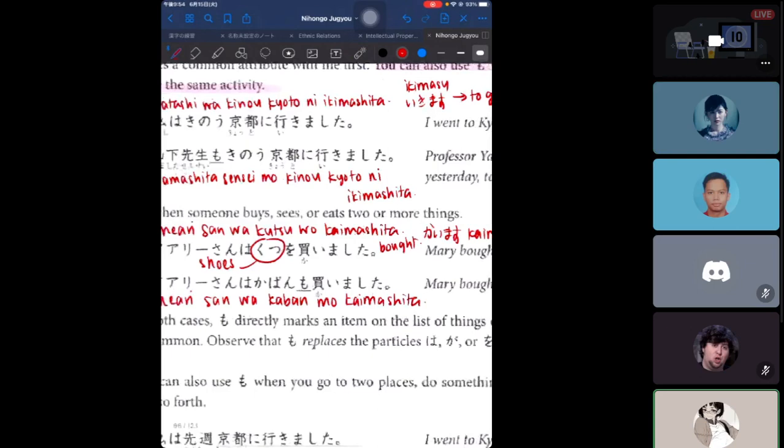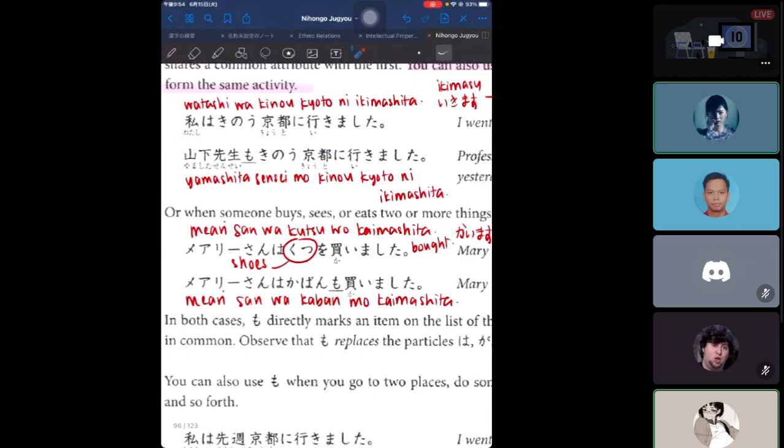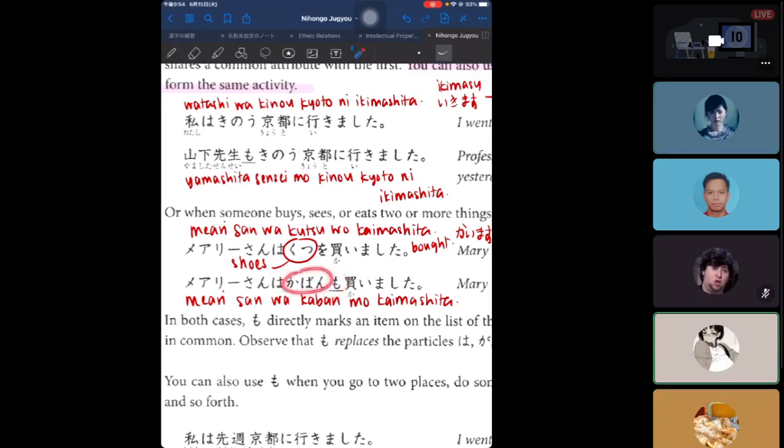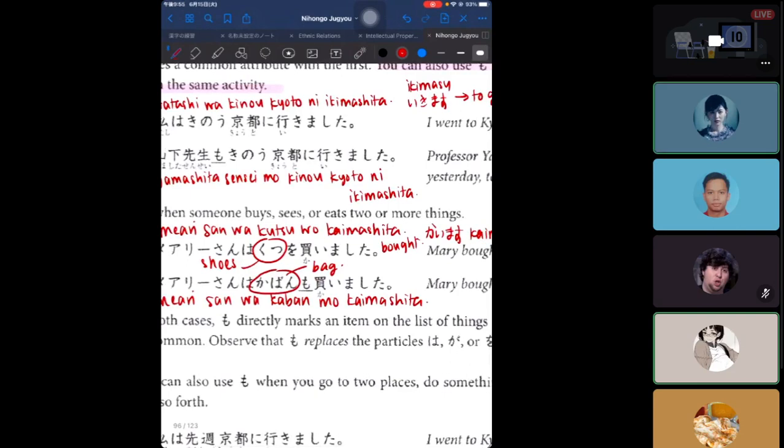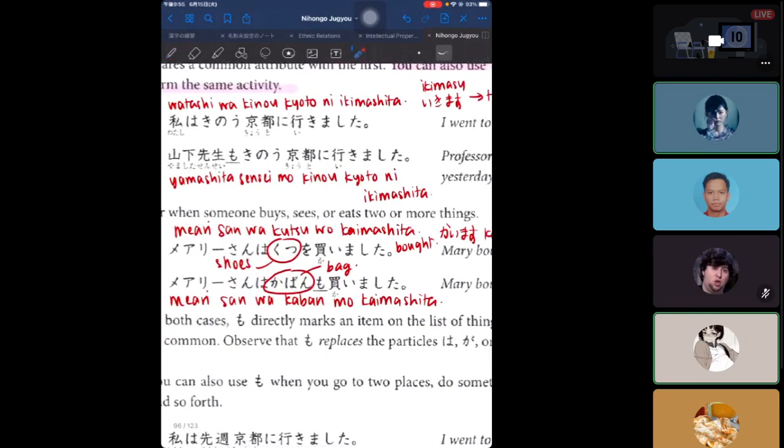So they want to say that Mary bought shoes, and then Mary also bought a bag. So for the also part, you just use mo. Mary-san wa kaban. カバン is bag. カバンも買いました. So Mary bought shoes and then Mary also bought a bag. So you use mo.